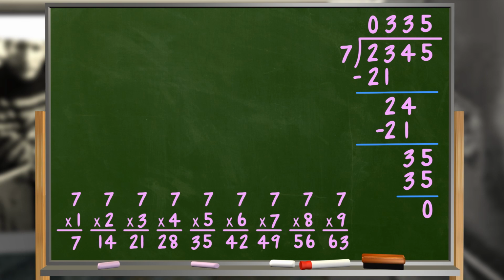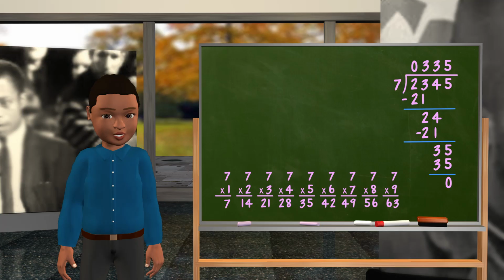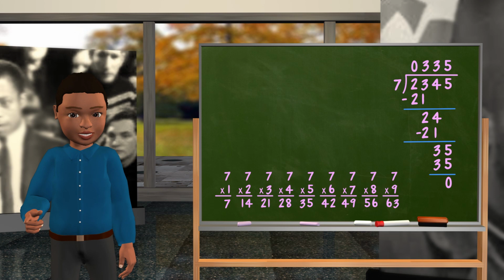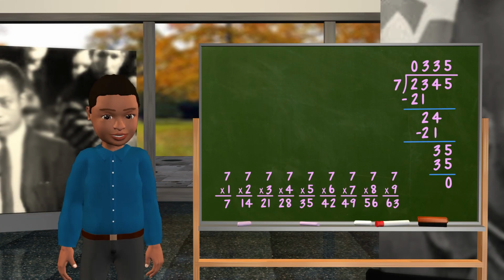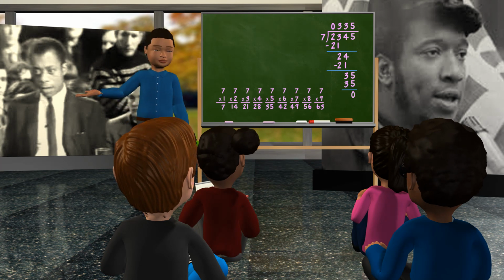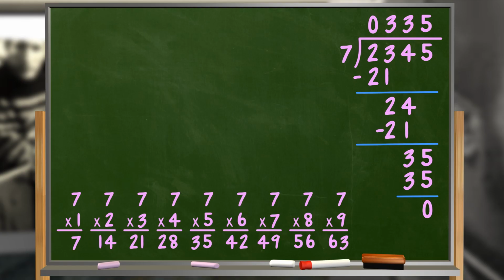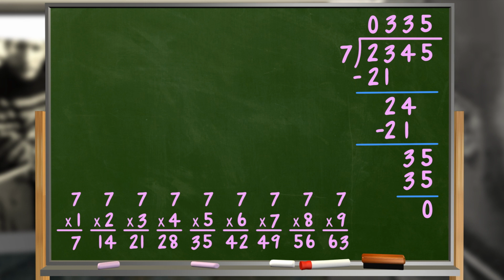Explain what you did. I tried to divide 7 into the 2, but it was too big. So I tried to divide the 7 into 23, and it went 3 times, and I had 2 left over. 7 can't be divided into 2, so I brought down my 4. Now 7 can go into 24 3 times, and 3 times 7 is 21. Next, I subtracted 21 from 24 to get 3. 7 was too big to go into 3, so I bring down my 5. 7 can go into 35 5 times. So 5 times 7 is 35. And 35 minus 35 is 0.